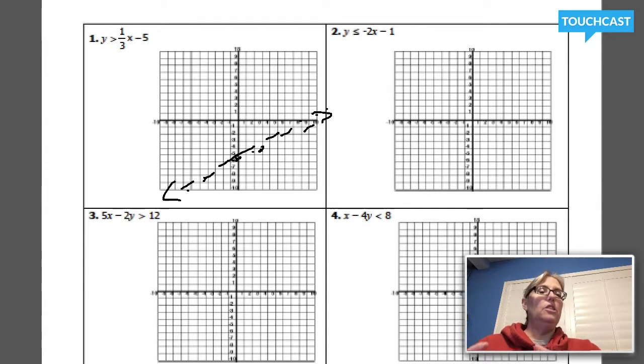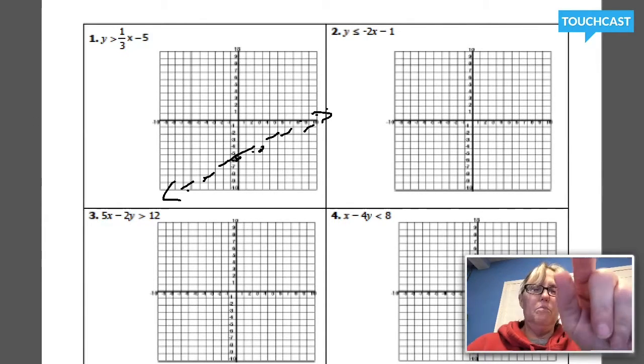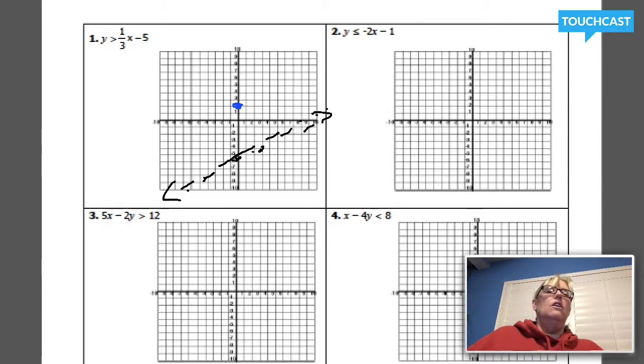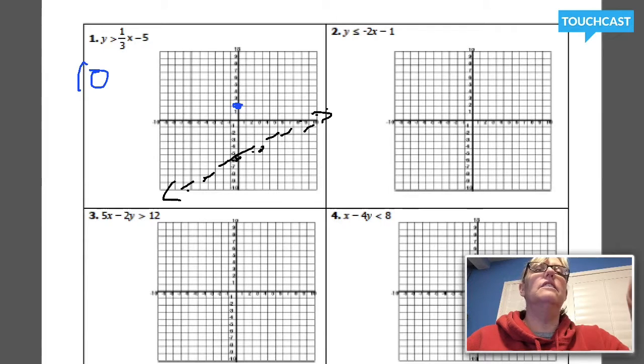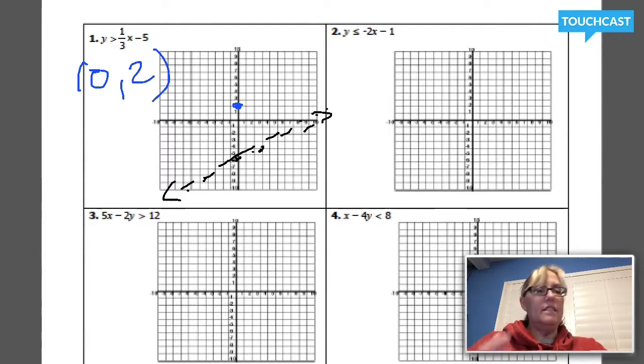Now, I'm not really sure where it is that people misunderstand, but the test point is anything you pick. So I'm going to close my eyes, spin around, pretend I'm spinning around. Now I'm just going to put my finger on the graph, and wherever it lands is the point I'm going to use. Oh my God, I got so lucky. It landed at (0, 2). And that's how I found it. I didn't do anything special. I just pick any point.